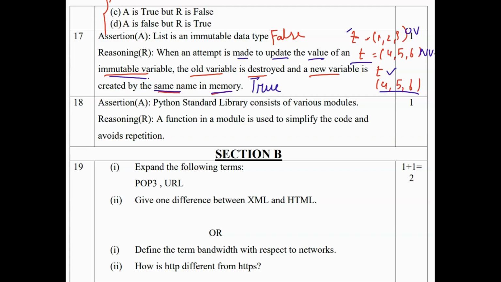So what option should you pick? A is false but R is true. So you should pick option D, A is false but R is true, for question number 17.